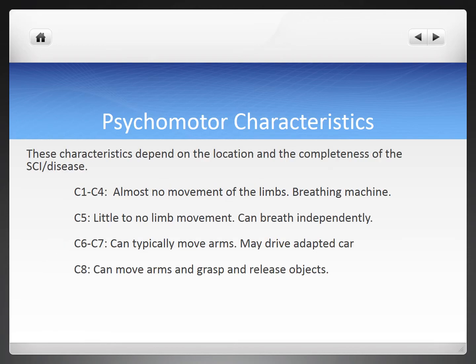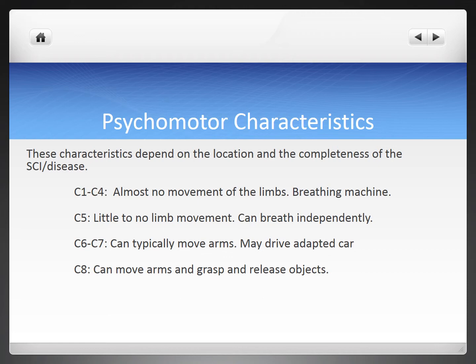Finally, we move into the psychomotor characteristics. These characteristics depend on the location and the completeness of the spinal cord injury or disease. The completeness, if you remember, refers back to a complete or an incomplete injury in the spinal cord. Complete means total paralysis, and incomplete means partial paralysis. In C1 through C4, almost no movement of the limbs is present. Individuals will require a breathing ventilator to breathe.